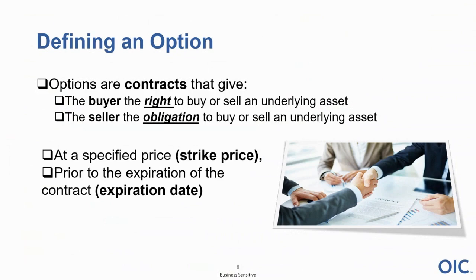So that's a term that you'll want to know prior to the expiration of the contract, also known as the expiration date. So just like any other contract, buyers have rights, sellers have obligations, and the terms of those contracts are specified in terms of the strike price, which is the price at which the buyer or seller has the right or obligation to buy or sell those shares, and up until a certain point of time. Just like any other contract, an option contract has a life date, a shelf life.